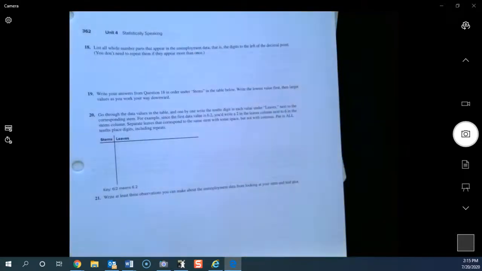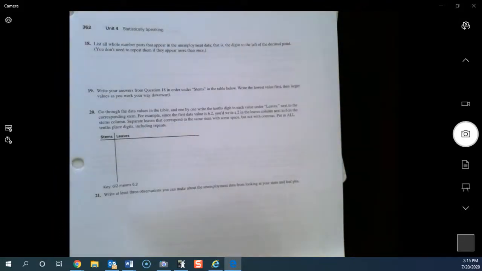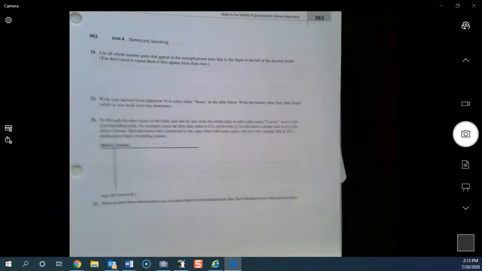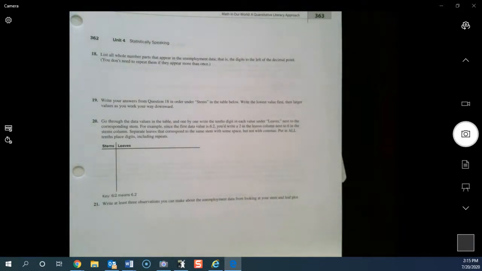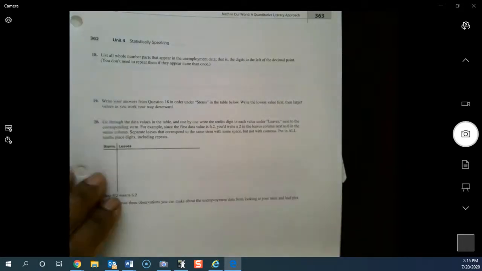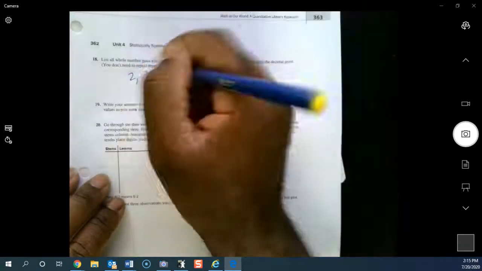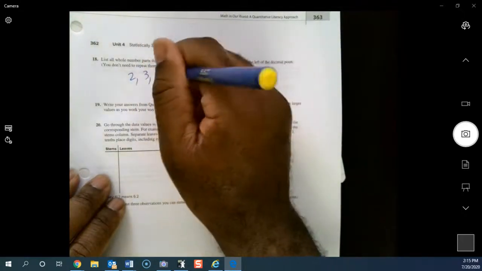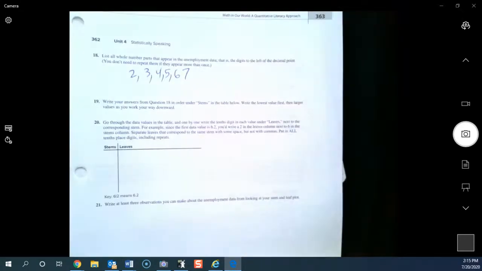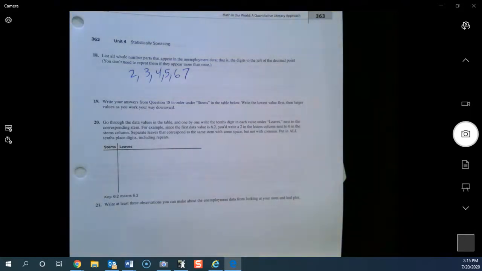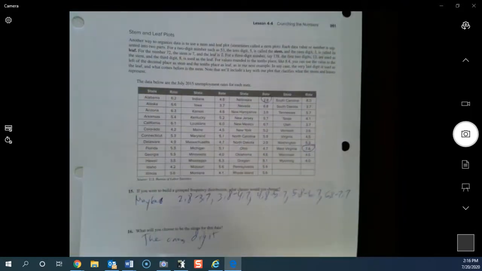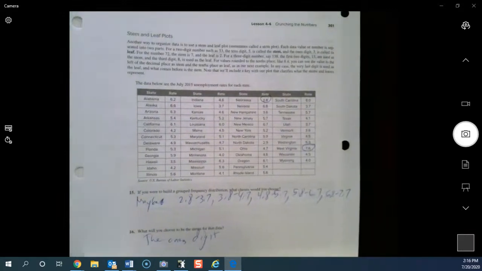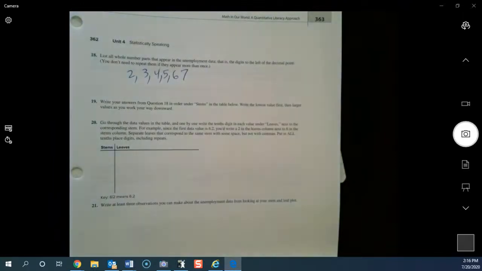So now we come down here to 18. It says, list all whole number parts that appear in the unemployment data. That is the digits to the left of the decimal place. You don't need to repeat them if they appear more than once. So these ones digits will be from 2 through 7. If you look at this table here, you notice in front of the decimal, the lowest number is 2, the highest number is 7, and it includes all the numbers in between.